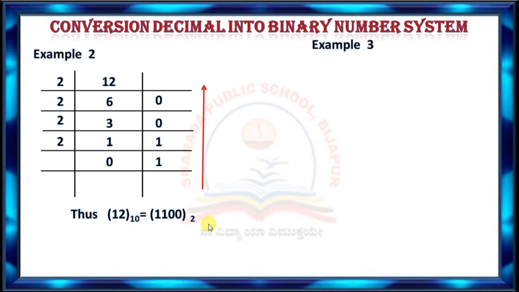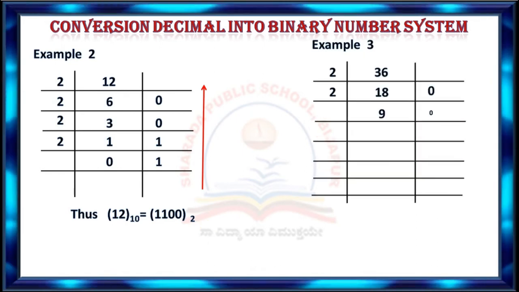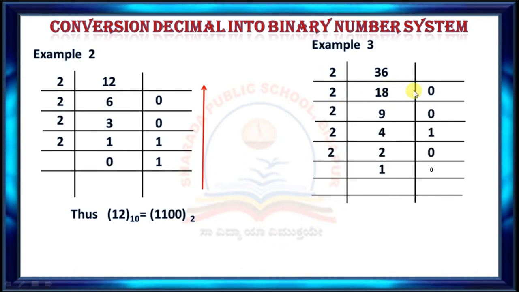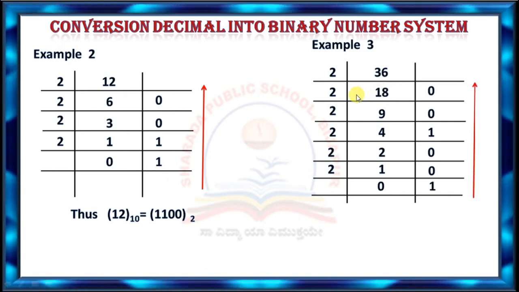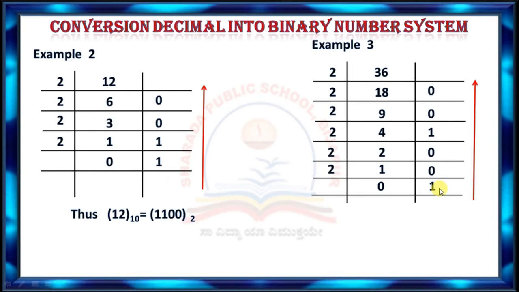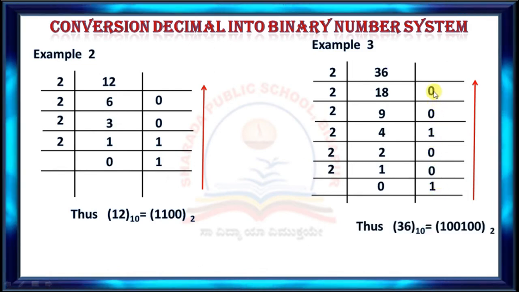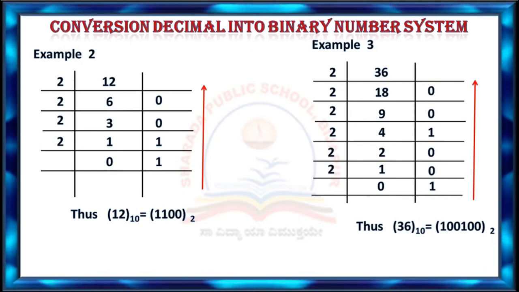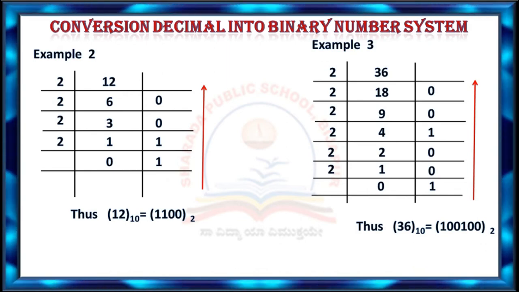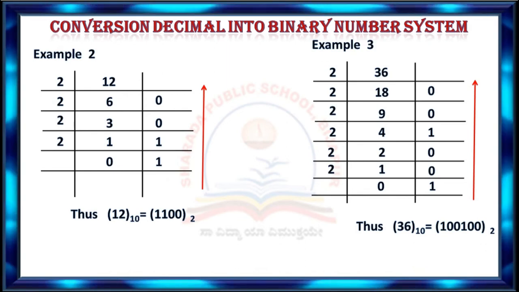Let us see one more example. 36. Children, observe the problem. Divide the number by 2. Write down the quotient and remainder. Repeat the step till the quotient is 0, and write all the remainders in reverse order. Thus, 36 is equal to 110100. Children, hope you understood the conversion of decimal into binary numbers now.